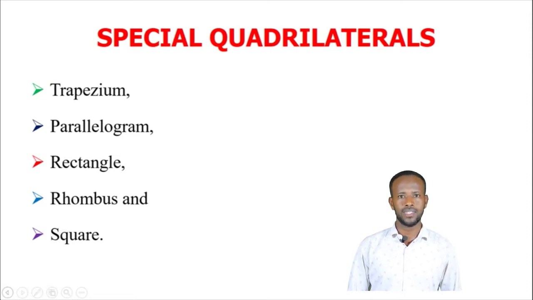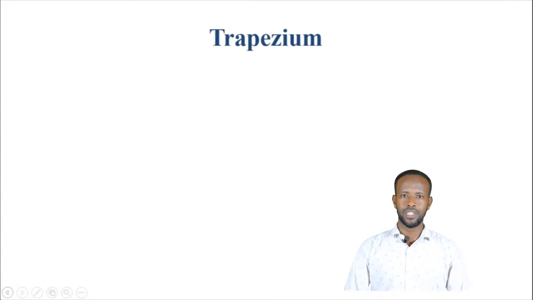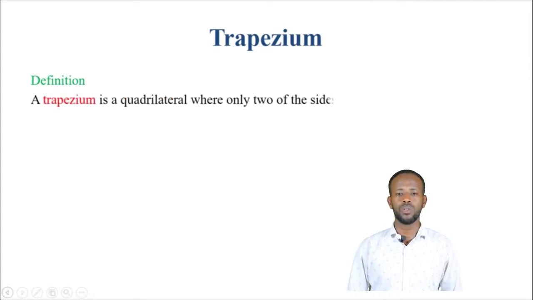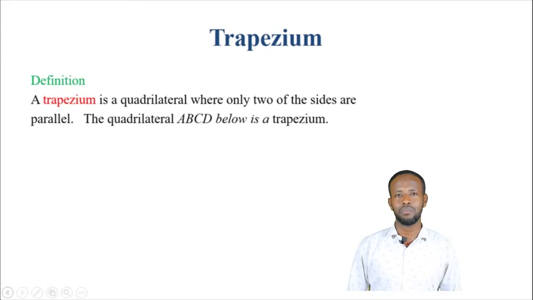Now, we will start one by one. Let us start with the trapezium. Students, think about the trapezium. What type of figure is it? Can you draw it? Trapezium definition: a trapezium is a quadrilateral where only two of the sides are what? Parallel.